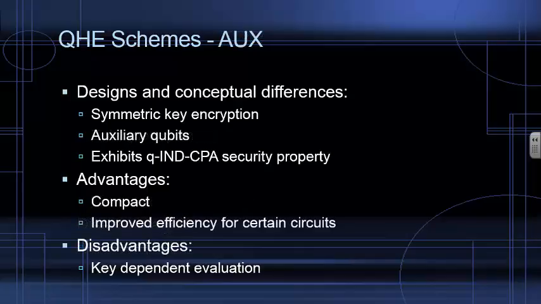Next we go to the AUX. Its design is also similar to the two schemes mentioned. That is, it has symmetric key encryption. It uses auxiliary qubits to handle T-gates, and it exhibits the QIND-CPA security property. One of the advantages is that it uses a more advanced mechanism to solve the problems of Clifford, and its efficiency in utilization of circuits with a constant number of T-gates. Its disadvantage is that it's key-dependent evaluation.